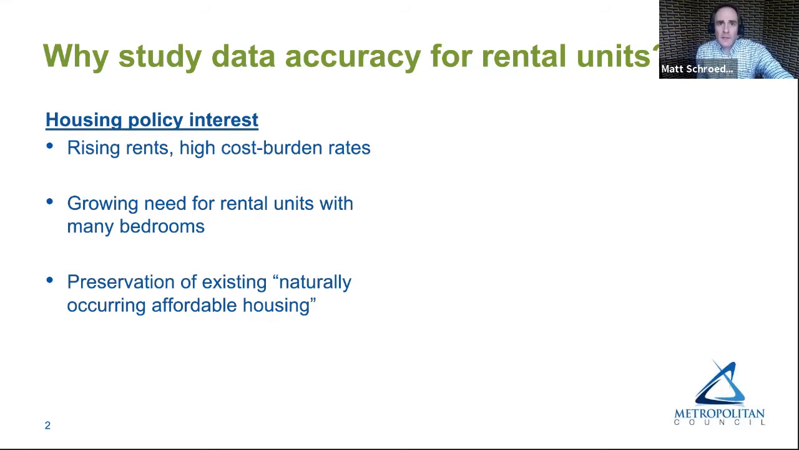I think it's important to do this given the housing policy interest. In the Twin Cities, nearly half of our renters are cost burdened. That rate is pretty low among large metro areas, but still really high. We also have a growing number of multi-generational families who need larger units with more bedrooms, but don't always have the money to buy homes that would be larger.